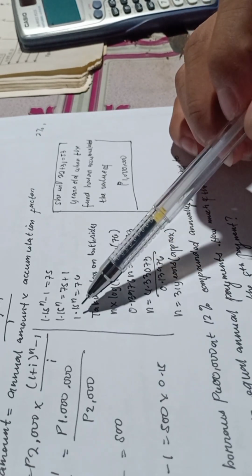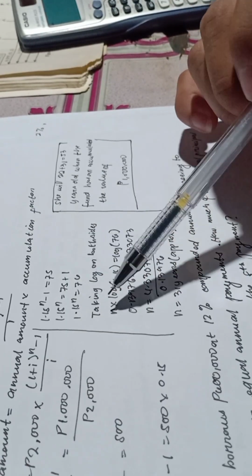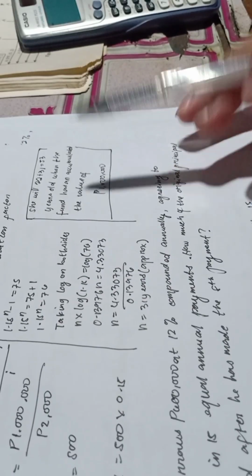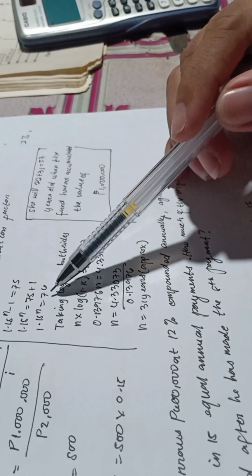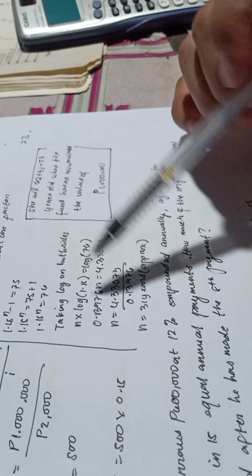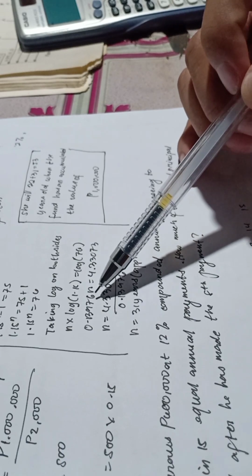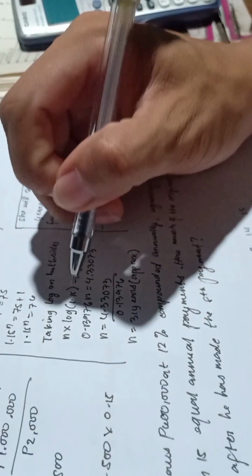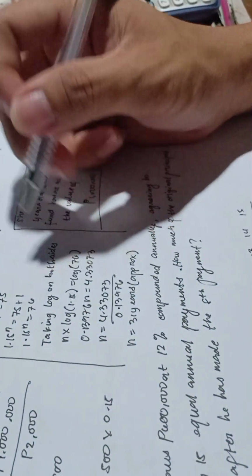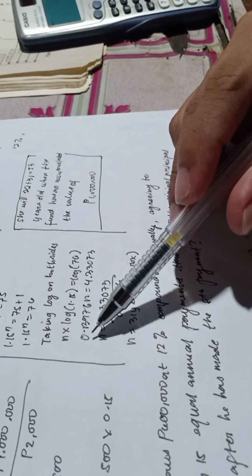Then here, 1.15 raised to n is equal to 76, as we added the 75 plus 1, so it's equal to 76. So taking log on both sides, n times log quantity of 1.15 is equal to log quantity of 76.